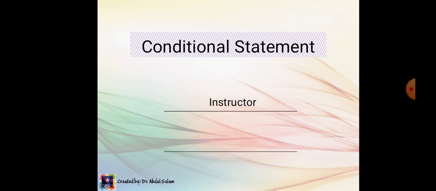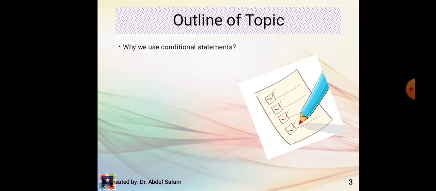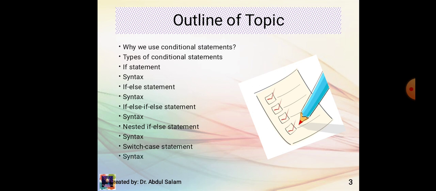The topic for today's lecture is conditional statement. The outline of the topic is: why we use conditional statements, types of conditional statements, if statement and its syntax, if else statement and its syntax, nested if else statement and its syntax, switch case statement and its syntax.